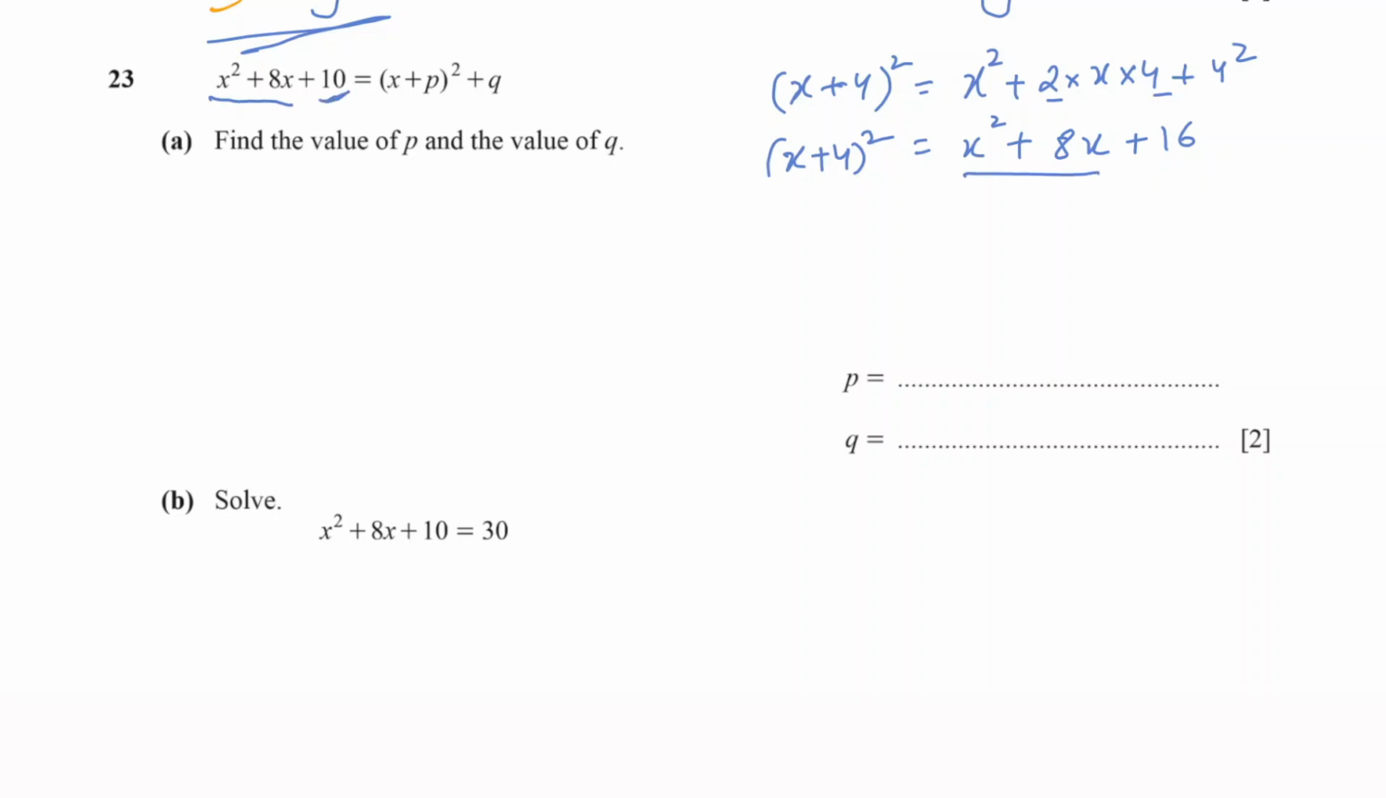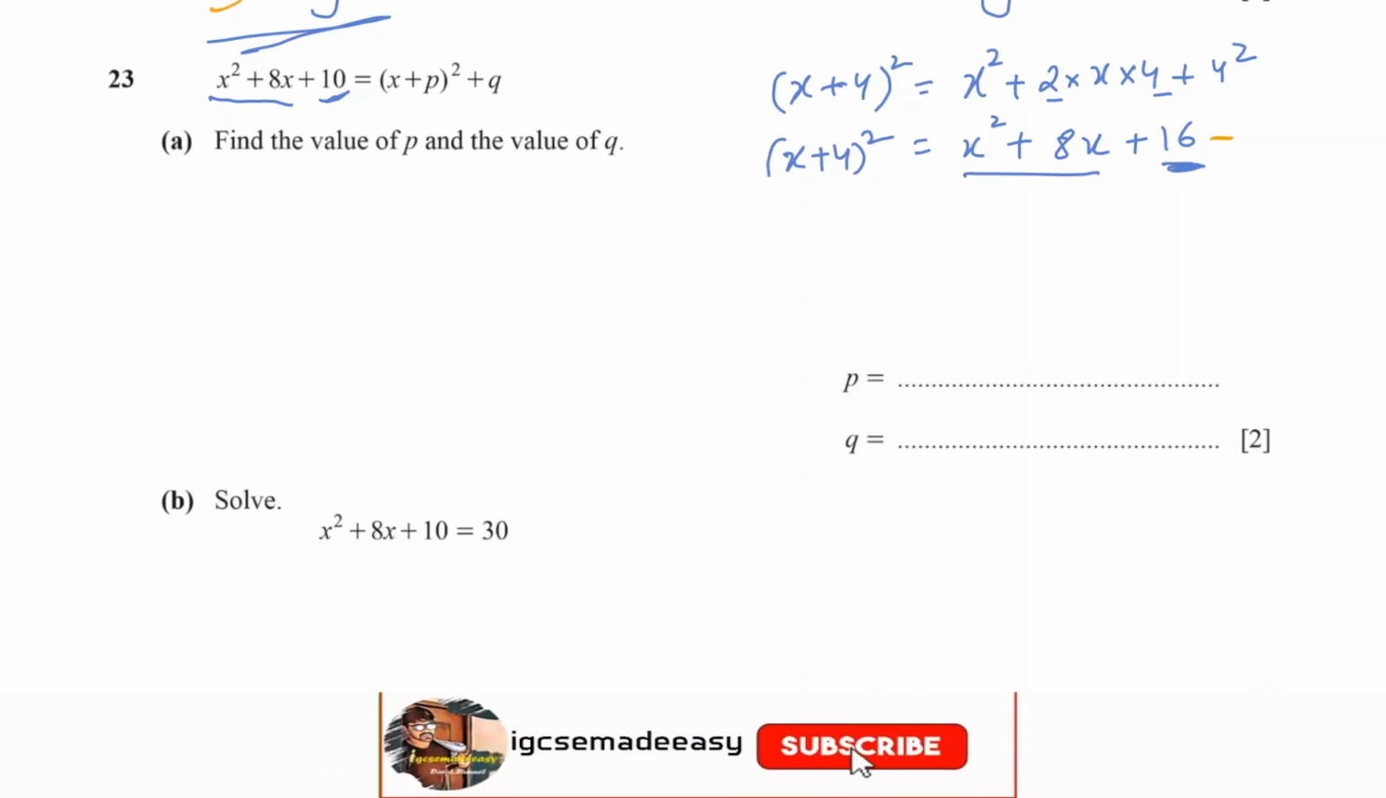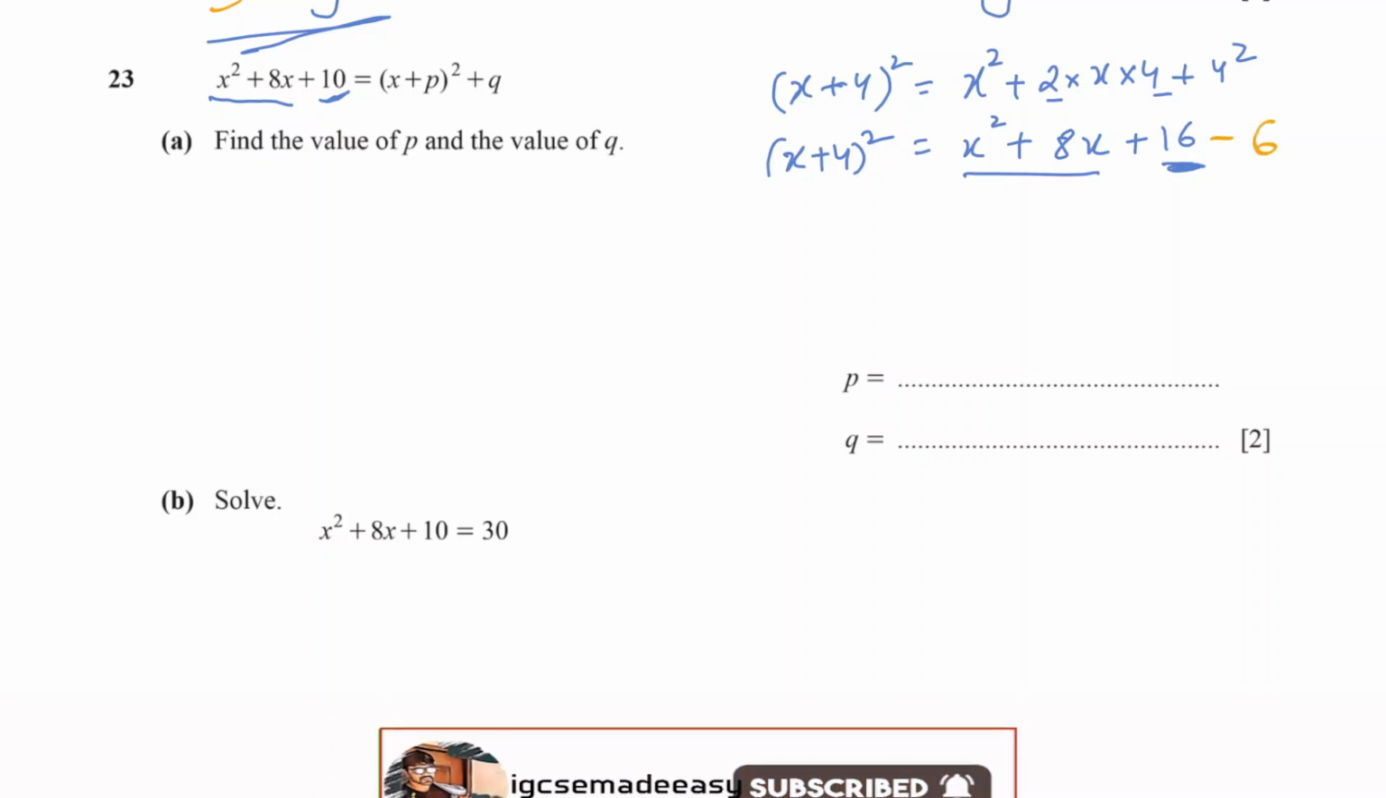Only the 10 value is not there. Instead of 10, it is 16. So what should I subtract from the 16 to get 10? That's what the question comes to. So you have to subtract 6, correct? You have to subtract 6 from 16 to get 10.